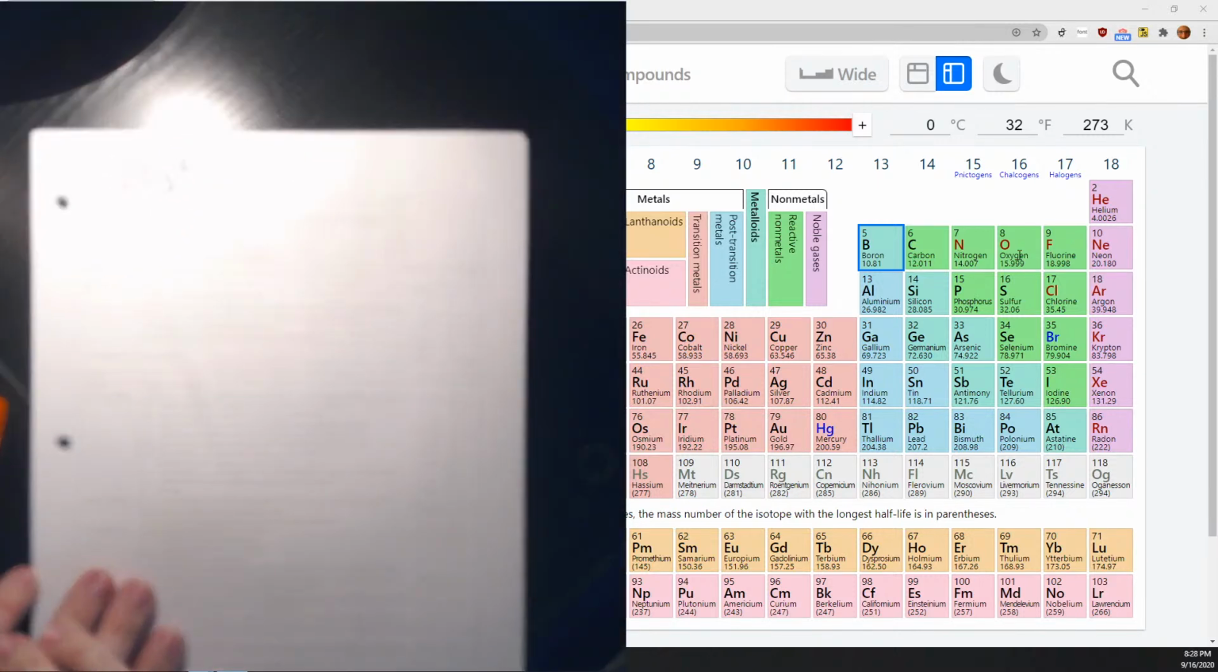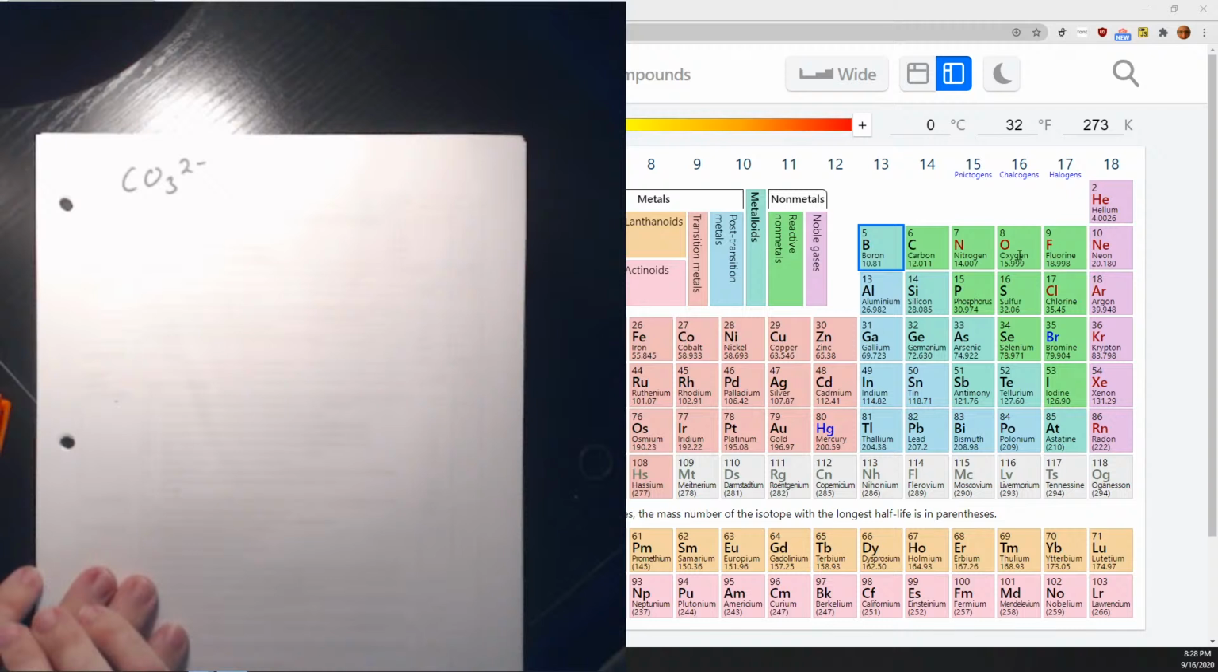Another really popular guy. He shows up in baking soda. You can find him in a lot of rocks. Calcium carbonate is limestone, and it's also the hard shell of tiny little sea creatures. So that's fun. It's fun in a lot of different ways.